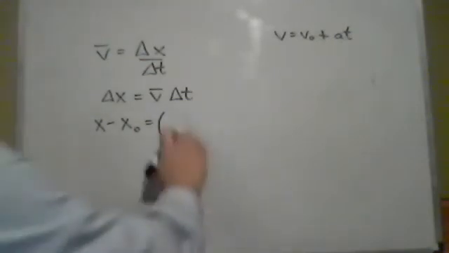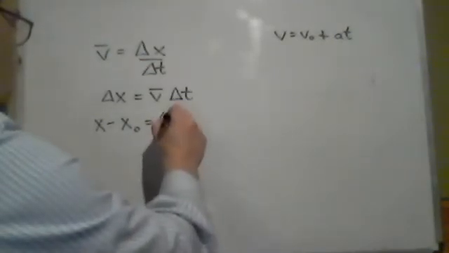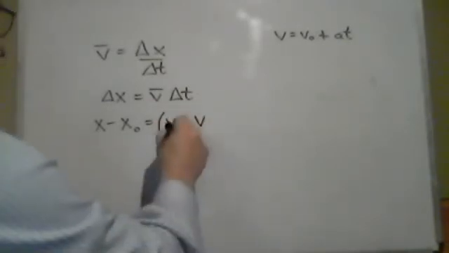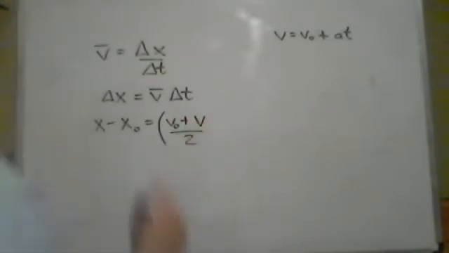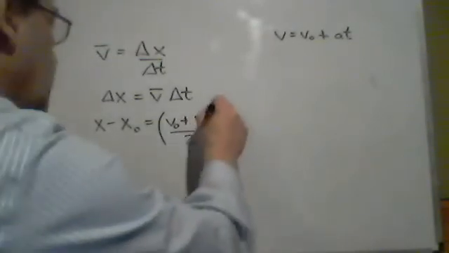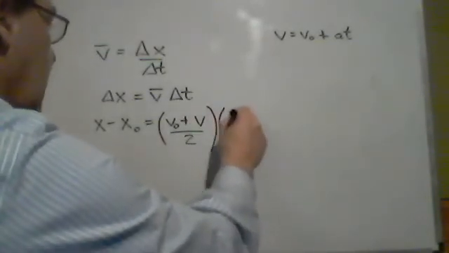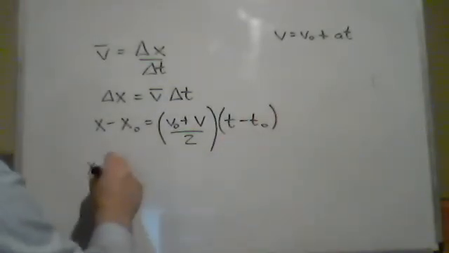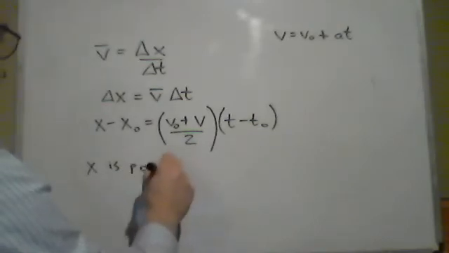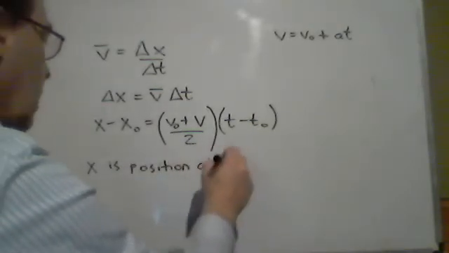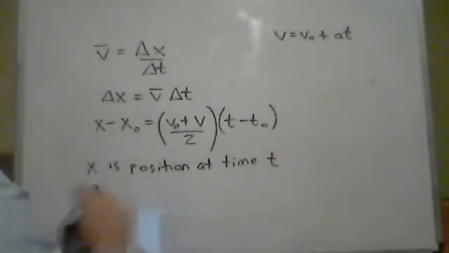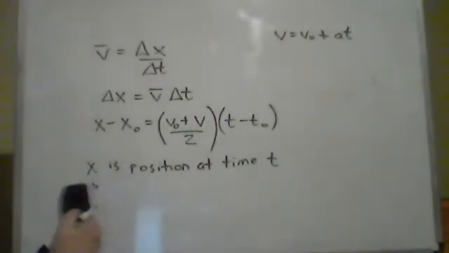So I can take an average velocity. I only know 2 points. I know the initial velocity and I know the final velocity. And I literally just take those 2, add and divide them by 2. That gives the average velocity, v bar. What's t? t minus t naught. So again, x is position at time t. x naught is the initial position at the initial time t naught.